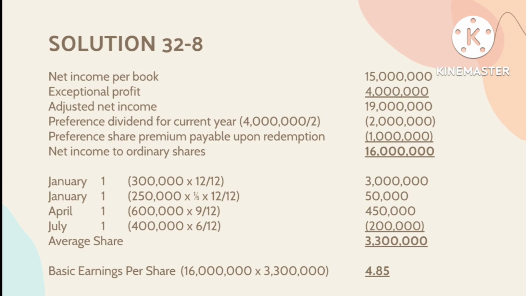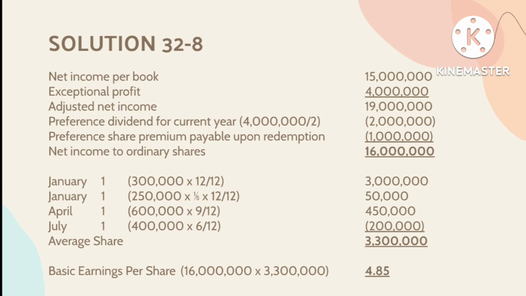Ililas natin siya kasi once a company has bought back its own shares, they are either cancelled or held as treasury shares, thereby reducing the number of shares outstanding. So the average shares is 3.3 million. 16 million divided by 3.3 million is equal to 4.85 basic earnings per share.